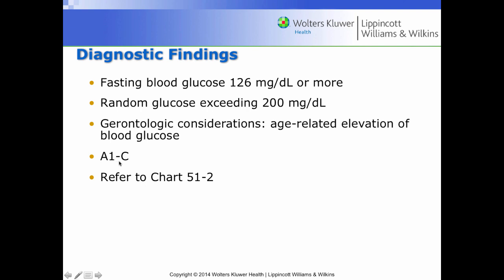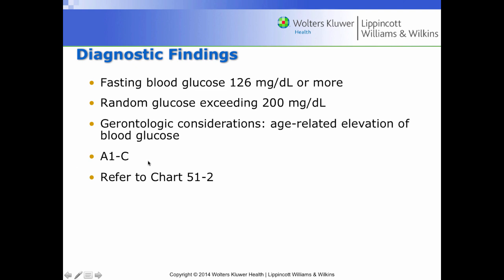Hemoglobin A1C is a blood test that allows you to measure the percentage of hemoglobin that has glucose attached. Now, the normal range for percentage of hemoglobin with glucose attached is less than 5%, but anything above that suggests a blood glucose level that is higher.